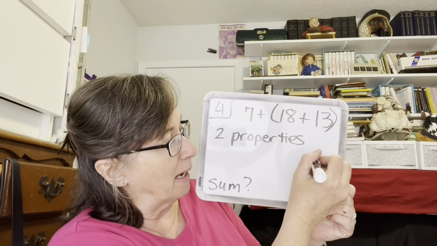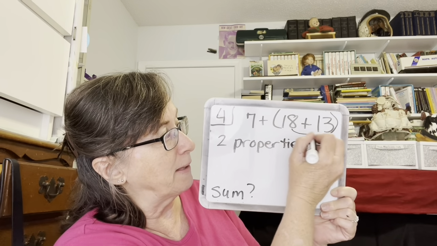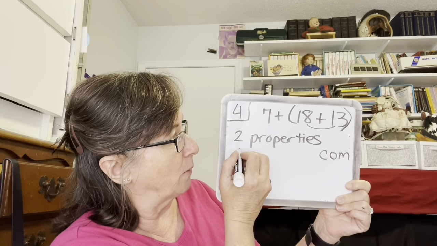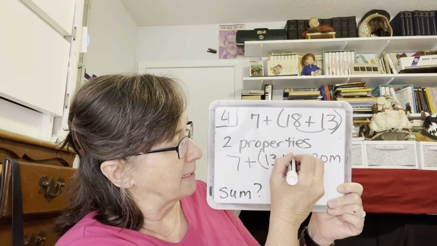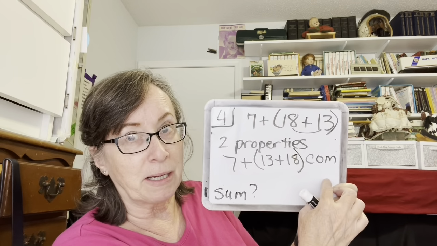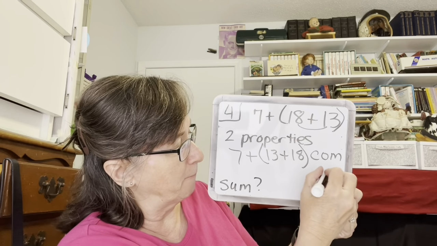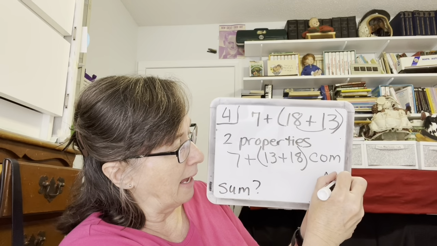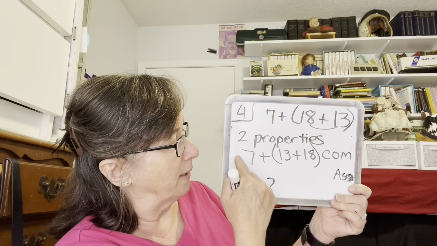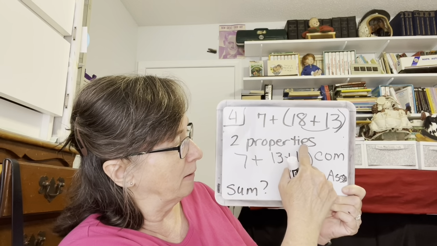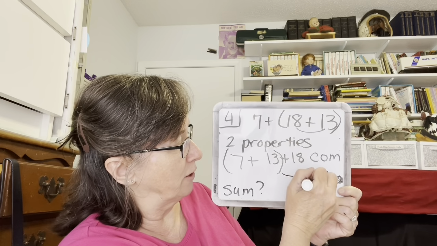In order to do that, I'm going to use my commutative property first. And my commutative property tells me that I can switch those 2 around. So I will have 7 plus 13 plus 18. That's using my commutative property. Now I'm going to use the associative property and redistribute these. So I'm going to change the parenthesis from here to here, and that is my associative property.